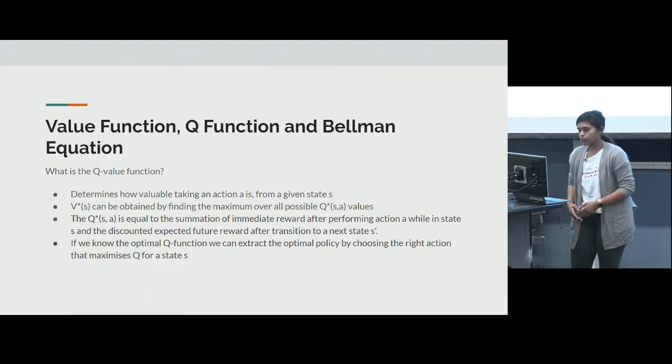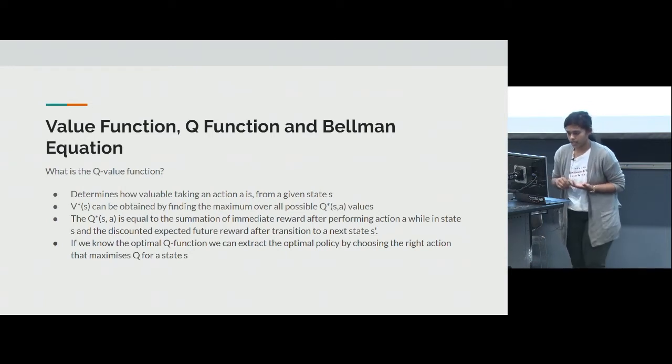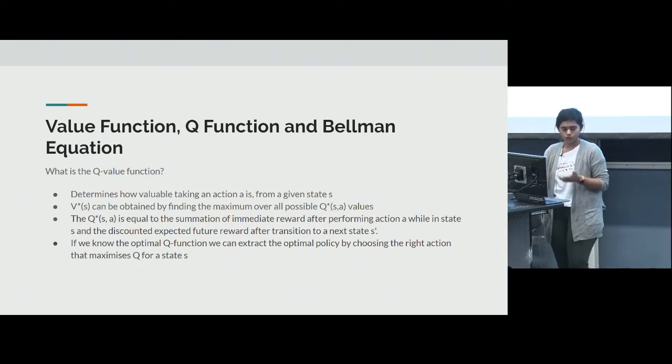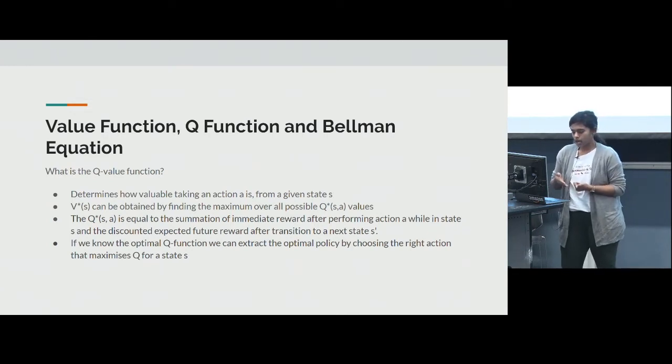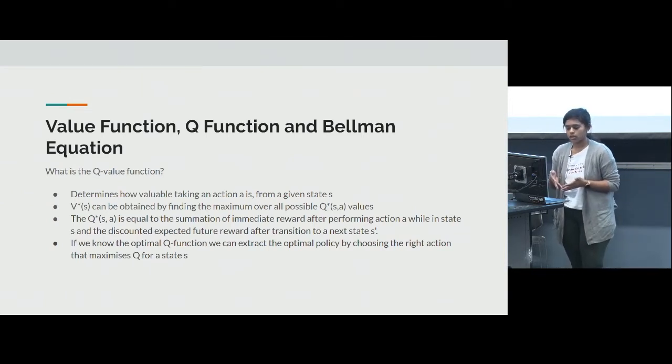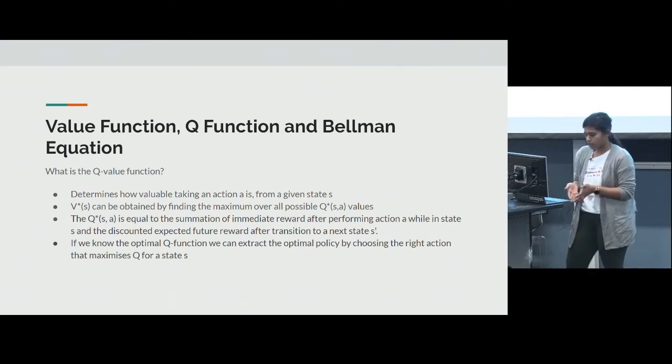The next thing that we need to know is what a Q value function is. A Q value function determines how valuable taking an action is from a given state S. If you remember what we were talking about in the previous slide, we said how important a particular state is. But then also from one particular state, you can take different actions. Therefore, you also need to know how important certain actions are for certain states, and that is what the Q value function tells you. And you can obtain V star S given Q star S A. Why is that? That's because if you take a maximum of all the possible Q values, you will get the V star S, because here the extra thing that you're using is you're trying to understand which action you need to take from a particular state.